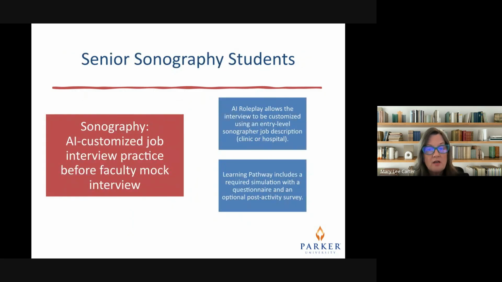So again, for our sonography students, it allows it to be customized so we can do a clinic or a hospital setting regardless of what type of environment they might be working in. And because we do a lot of research at Parker University, I collect surveys, optional surveys.